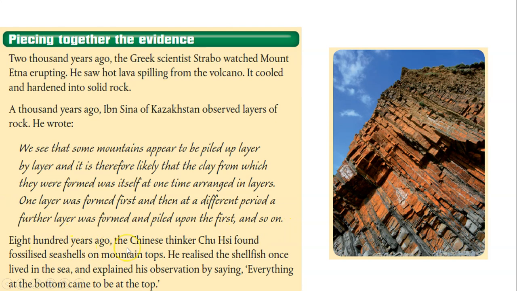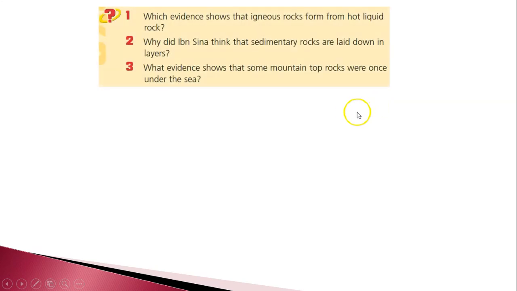800 years ago, Jushi, a Chinese name, found fossilized seashells on mountain tops. He realized his shellfish once lived in the sea and explained his observation by saying, "Everything at the bottom came to be at the top." Whatever was at the bottom came to be at the top of the mountain. Now let us answer the textbook questions.